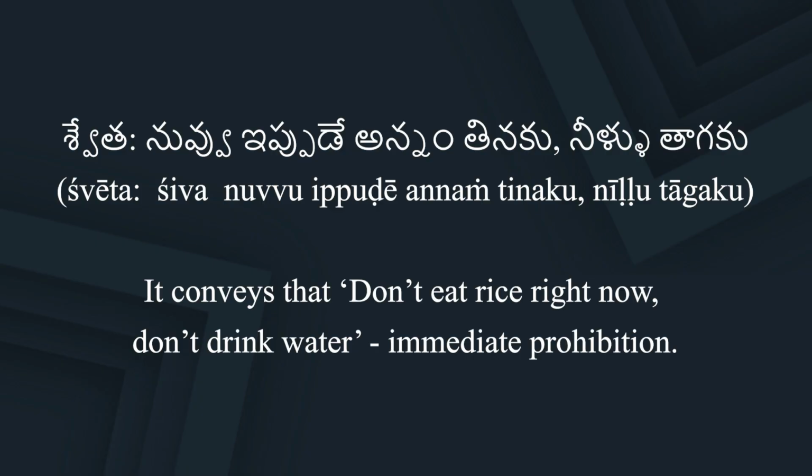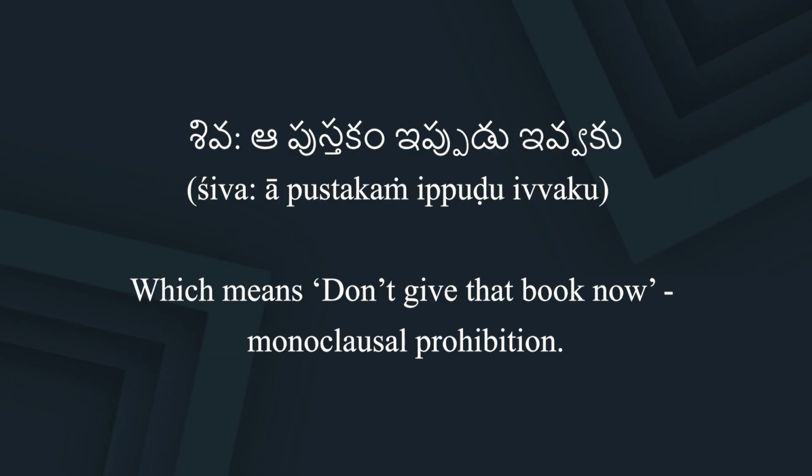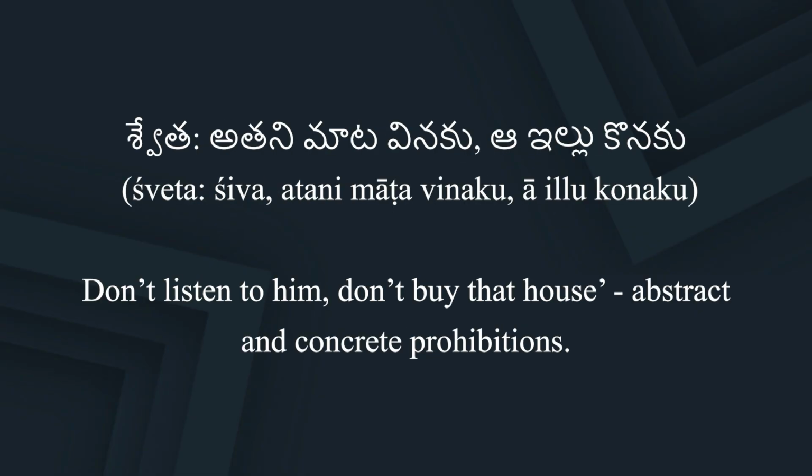Observe the illustrative examples. Sweta says, నువ్వు ఇప్పుడే అన్నం తినకు, నీళ్ళు తాగకు. It conveys that don't eat rice right now, don't drink water. It is an immediate prohibition. Shiva's utterance, ఆ పుస్తకం ఇప్పుడు ఇవ్వకు, which means don't give that book now. Monoclausal prohibition. అతని మాట వినకు, ఆ ఇల్లు కొనకు. Don't listen to him, don't buy that house.